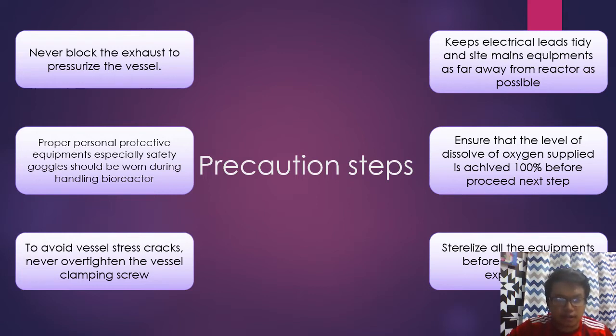Ensure that the dissolved oxygen supply level achieves 100% before proceeding to the next step, because if the first step does not succeed, then the next step cannot proceed. Next is to avoid vessel stress cracks. Never over tighten the vessel, because we don't want the vessel to break down, so the experiment cannot proceed. And lastly, we must sterilize all the equipment used in the experiment to avoid any contamination.